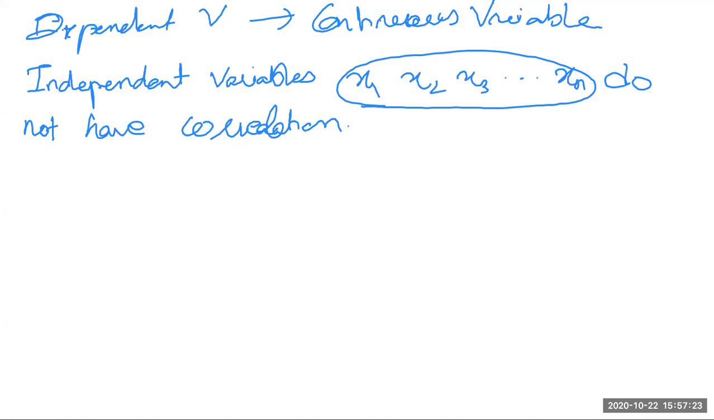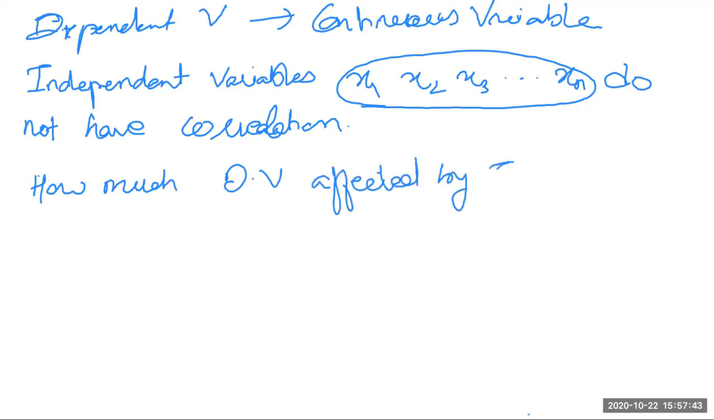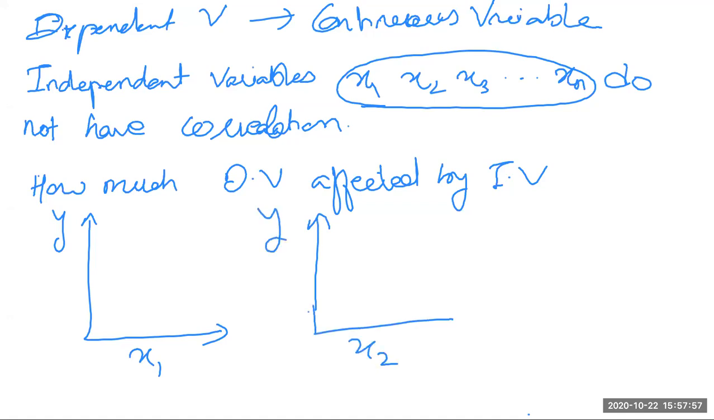The third aspect is that we need to study how much the dependent variable is affected by, or its association with, the independent variables. So to study this, we may try to find the relationship between, let's say, x1, the first independent variable, against y. Similarly, we need to find the relationship between x2 and y, and whether there exists a relationship between x3, xn, and y.